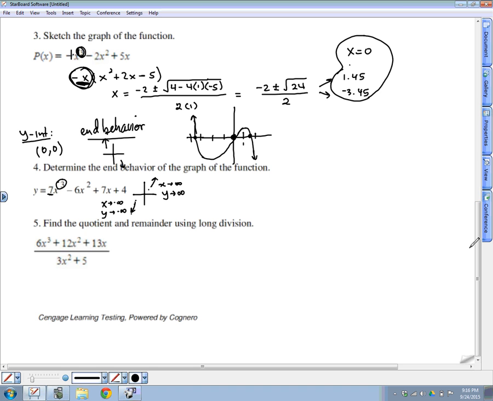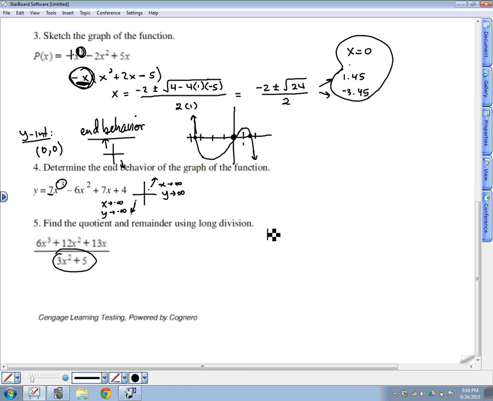Question 5, find the quotient and remainder using long division. This is from section 3.3. Now it says specifically to use long division, and even if we had the choice between long division and synthetic division, we'd have to use long division because of the divisor. It has an exponent of 2, and with any exponent greater than 1, you've got to use long division.